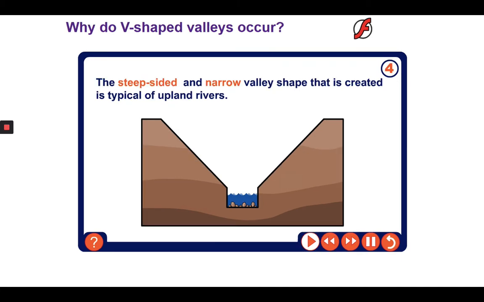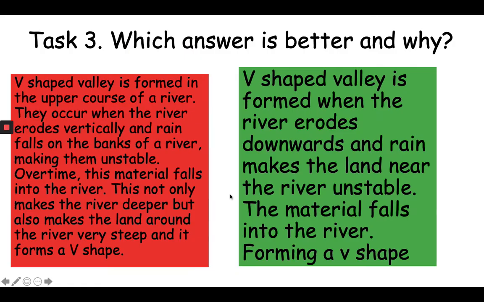And the steep-sided and narrow valley shape that is created is typical of upland rivers, and this is what it looks like, a V-shaped valley. Okay, your task 3 now then is to decide which answer is better and why.